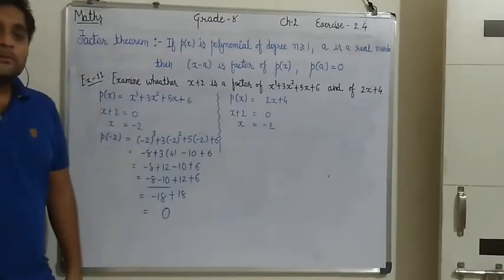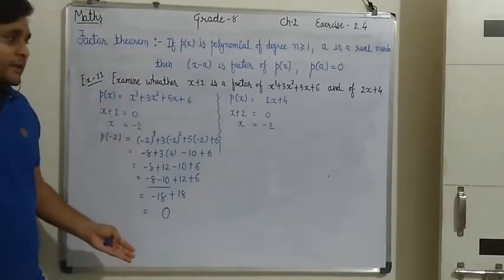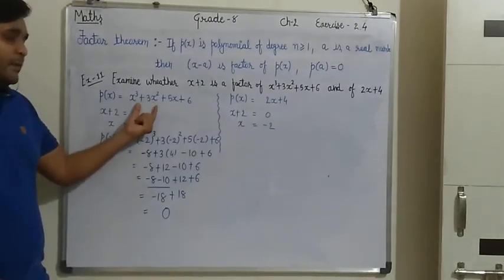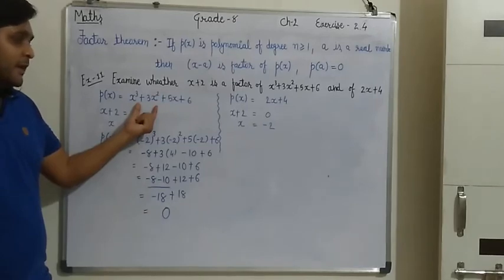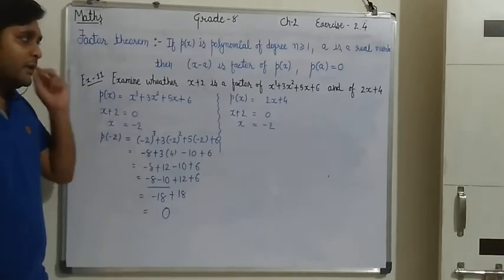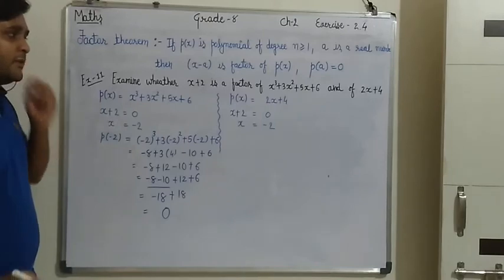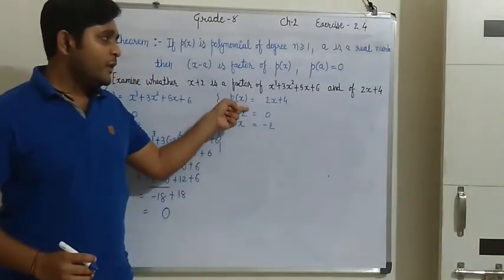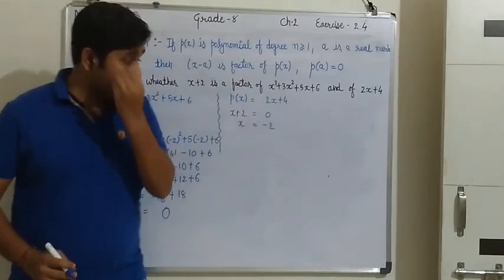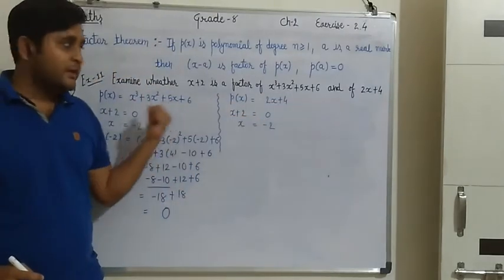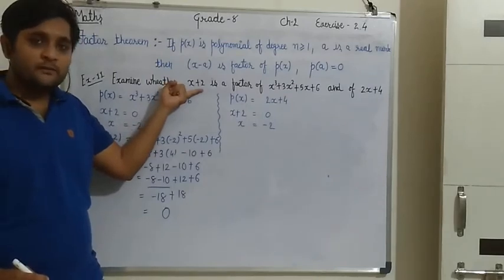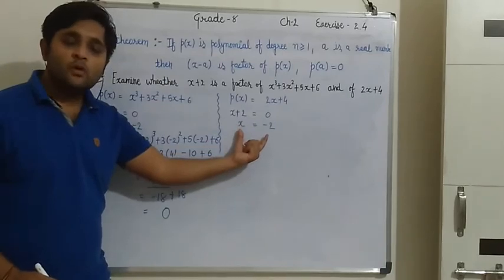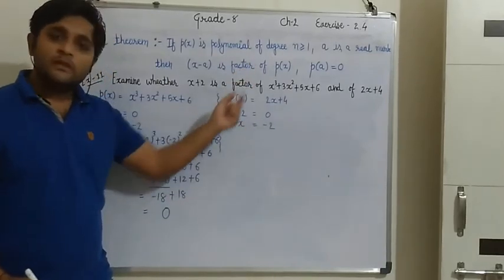So from this solution, we can say that x plus 2 is a factor of x cube plus 3x square plus 5x plus 6. Now let me see whether x plus 2 is a factor of 2x plus 4 or not. So p of x is equal to 2x plus 4, and x plus 2 is equal to 0, same, because we have to find whether x plus 2 is a factor or not. So x is equal to minus 2. Now we have to put the value of x equal to minus 2 in the given polynomial.